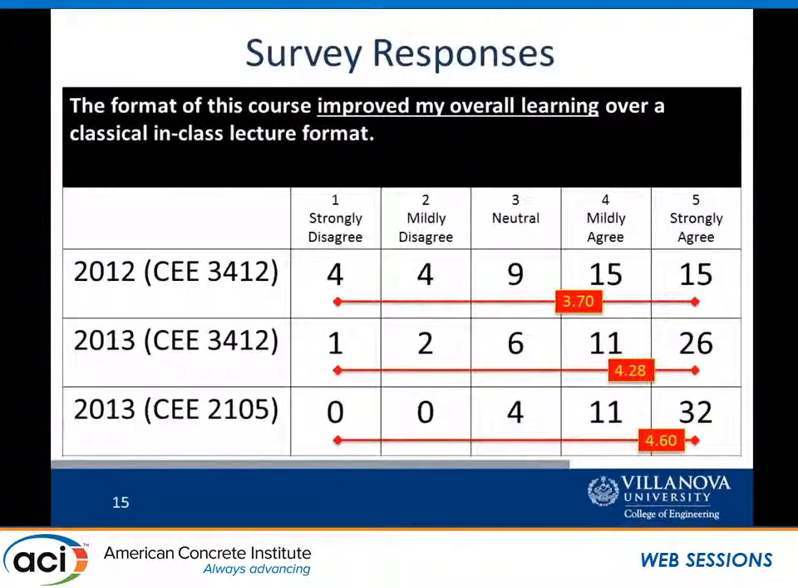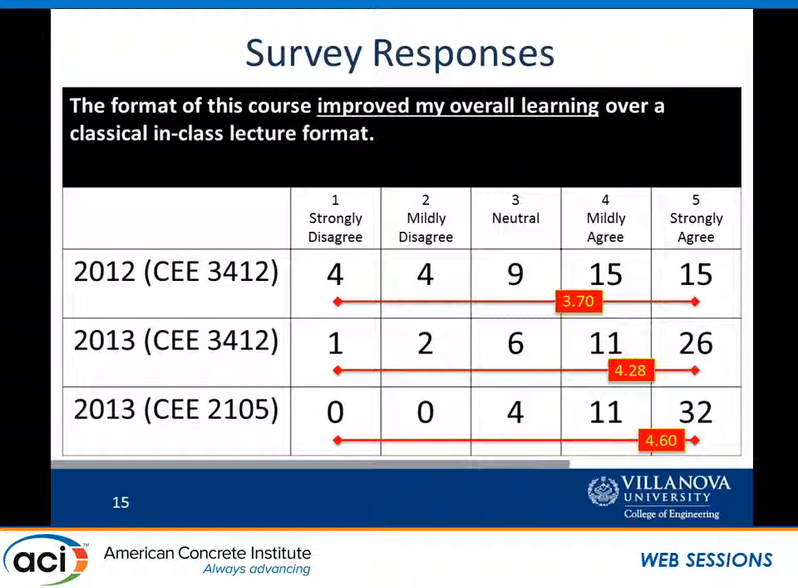I think the best way to look at it, though, I think Tyler said we like quantitative type things. So these are the 3 courses. Again, I'm doing the 4th course right now, and I've got, I think, 5 or 6 real quick questions that we asked in addition to all these other things. The format of this course improved my overall learning. Don't think you can ask it more direct. Did the format help your overall learning? And you can see the trend is clearly getting better.